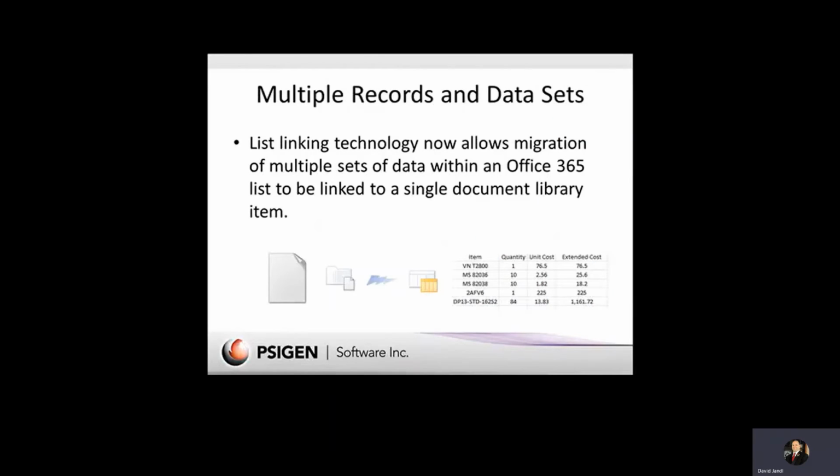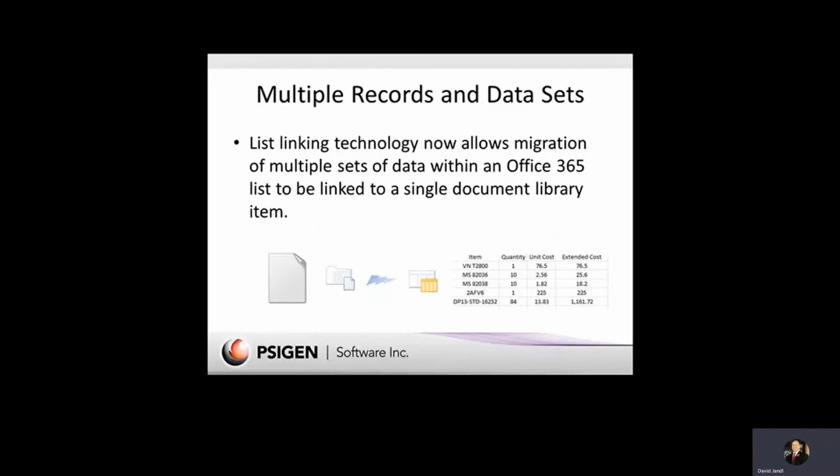Okay. One of the new features that we've also added, not only for Office 365, but also on-premise SharePoint, is this notion of linking lists and libraries. So our outstanding developers wrote this technology that lets us auto create a linked table or list, a relationship between a list and a single document.